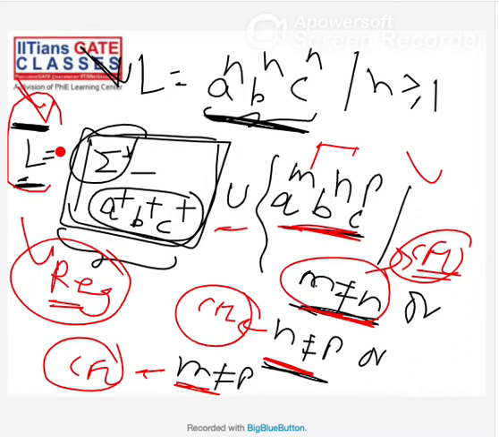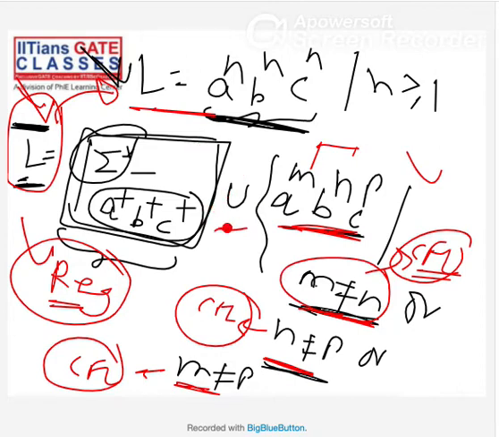So this language L is not a CFL, but its complement is CFL. What it tells you is that the set of CFL are not closed under complementation operation. Anyone has any doubt in this? Let me know quickly. Anyone has any doubt in this? So you can see the complement of a non-CFL can be a CFL, so the set of CFL are not closed under complementation.